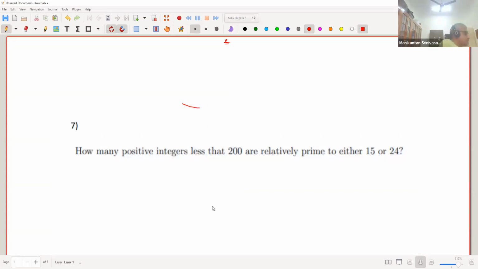Manya, were you able to do this one? What did you do? So I didn't understand what relatively prime means. Okay, relatively prime is like Precious was telling, right? We do not have any common factors. Co-prime is same as relatively prime.